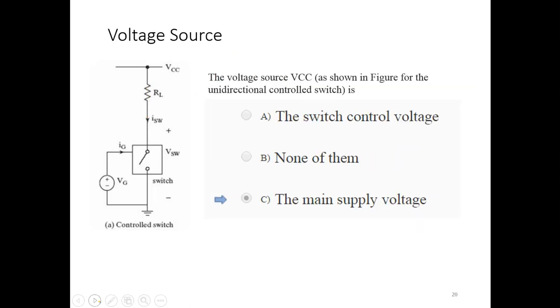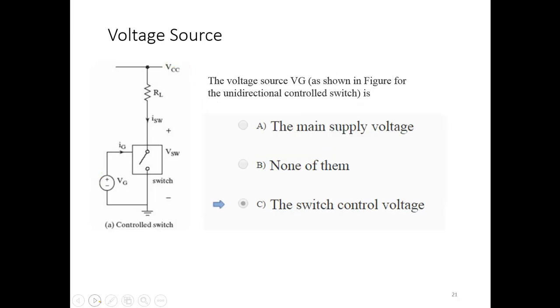The next question is about the voltage source. The voltage source should be the main supply. There are two voltages there. One is the gate pulse, the pulsating voltage or the gating voltage, or you can say the signal voltage. You can define it in different ways. But the main source is VCC. The answer is VCC, the main supply voltage. It's a DC supply.